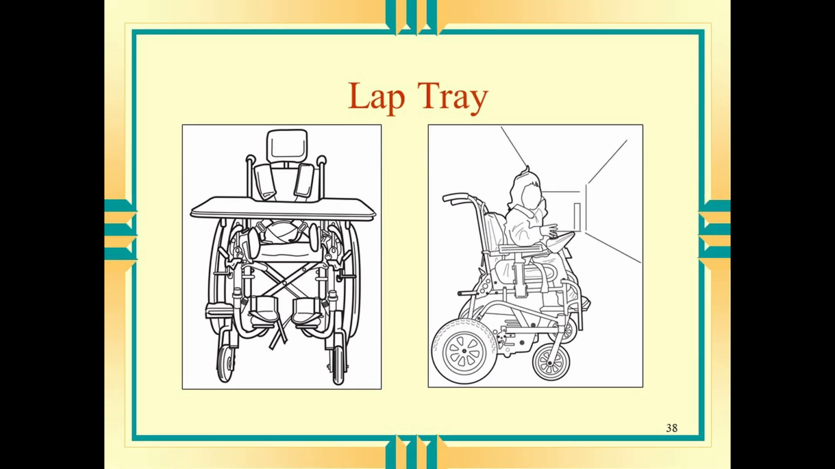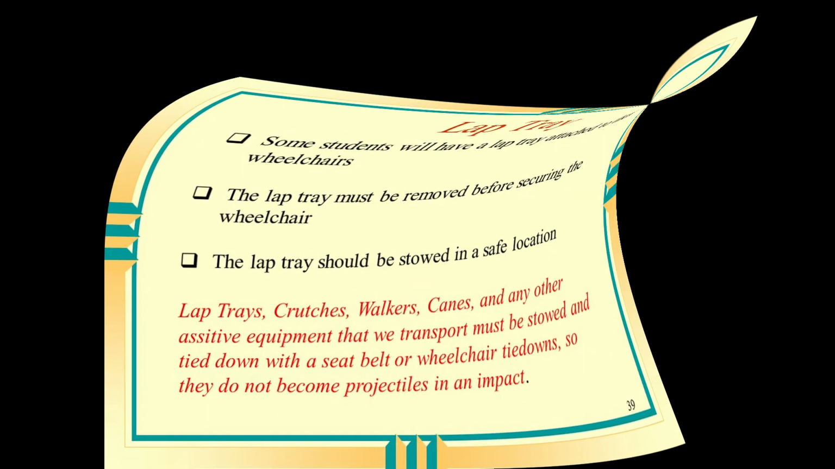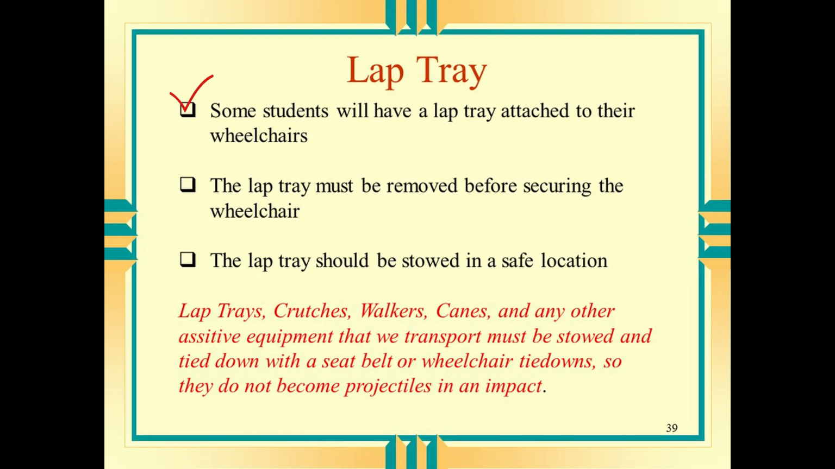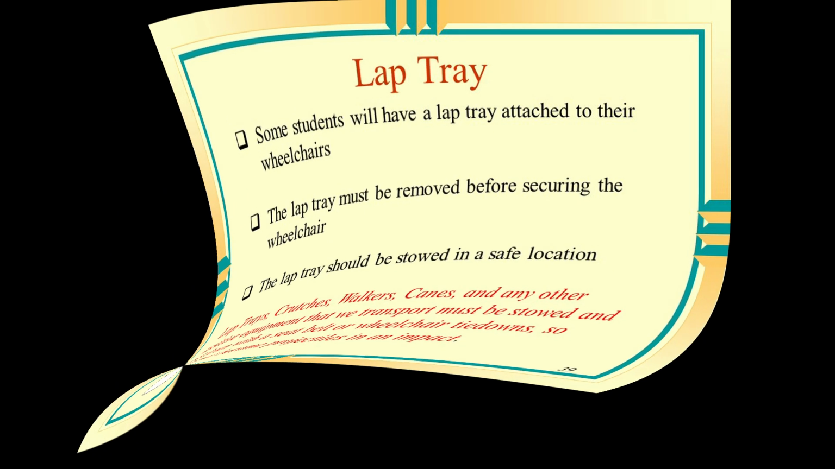Let's talk about lap trays. Some students will have lap trays attached to the wheelchair. The lap tray must be removed before securing the wheelchair. The lap tray should be stowed in a safe location. Once again, lap trays, crutches, walkers, canes, and any other assistive equipment that we transport must be stowed and tied down with a seat belt or wheelchair tie-down so they do not become projectiles in an impact.